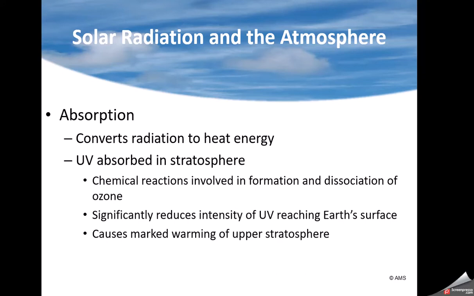And then part of it is absorbed. Part of it is absorbed by chemicals. Ultraviolet radiation is absorbed a lot in the ozone in our stratosphere. Other parts of the atmosphere absorb different radiations. And the ground absorbs solar radiation. That's what warms the ground.